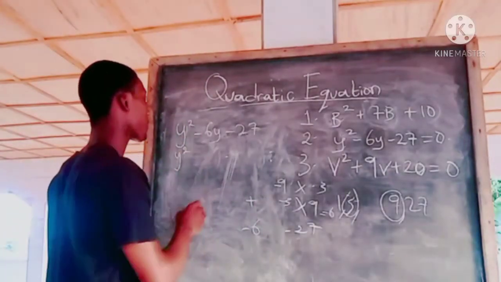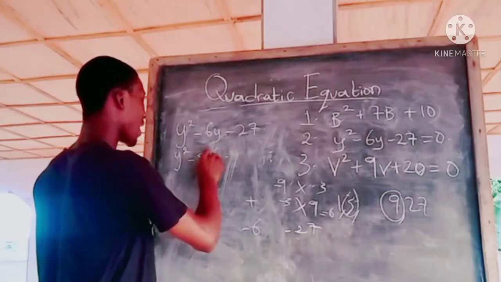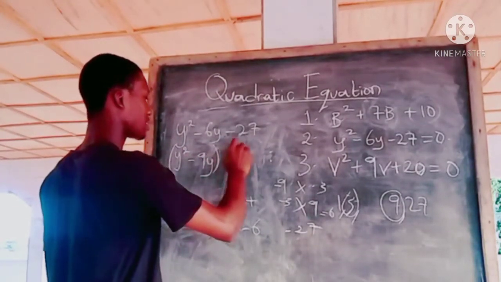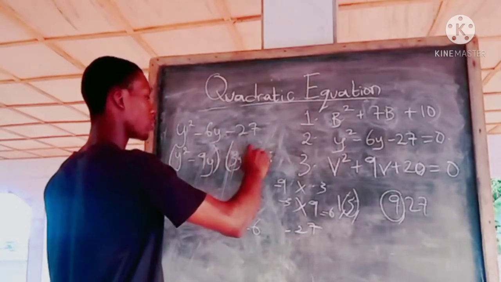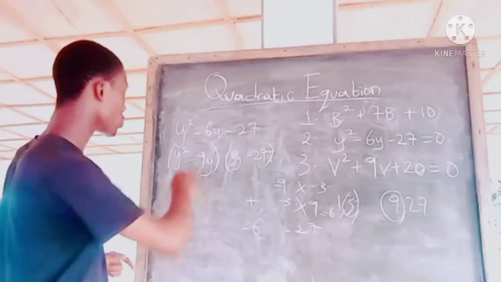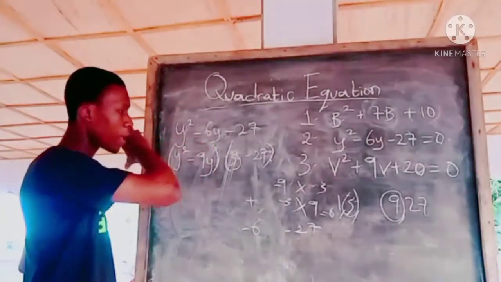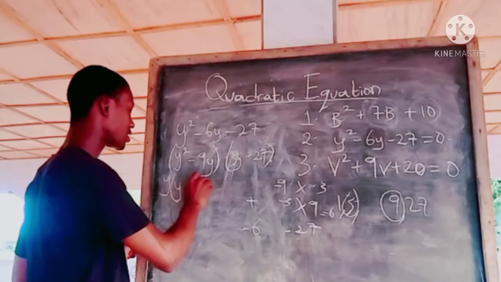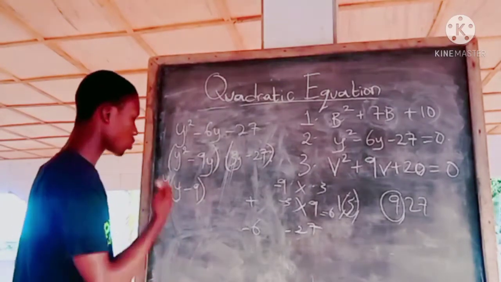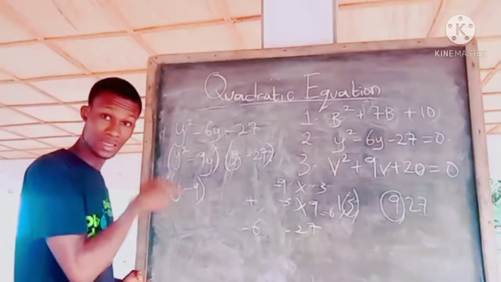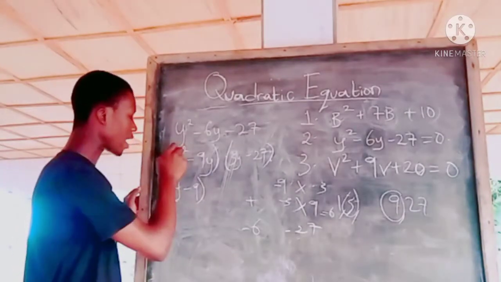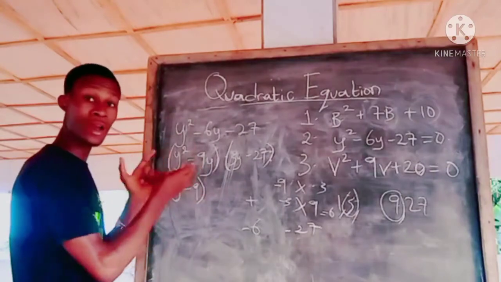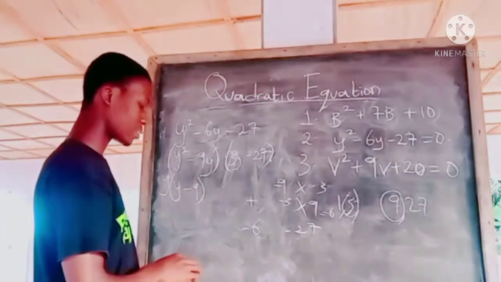So y squared minus 9y. Now over here we are getting 3y minus 27. Now we are going to factorize y out of this bracket. So factorizing y out of the bracket, y stays outside, then y minus 9 inside. Now we can all see that when we use this y to multiply the y inside the bracket, we'll surely be getting y squared. And when we use the y to multiply this 9, we'll surely get 9y. Now let's move over to the next side.